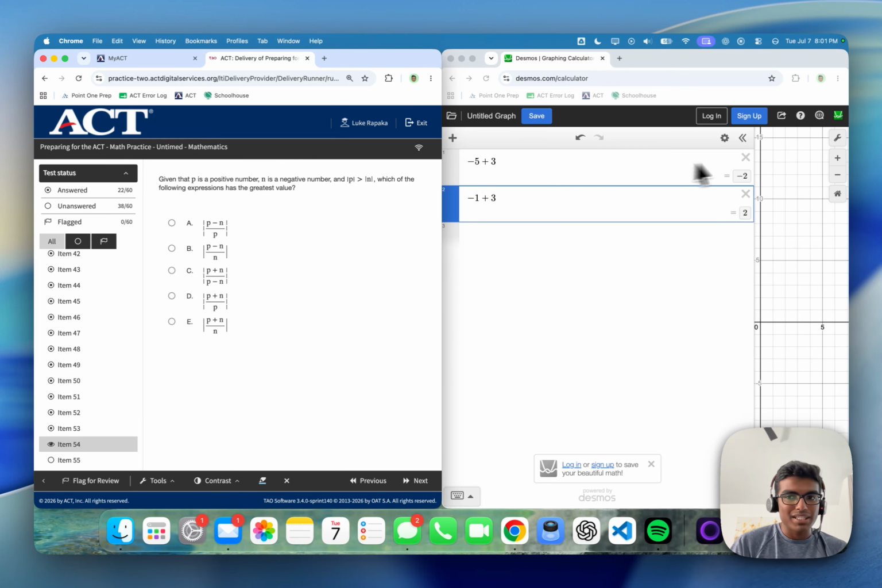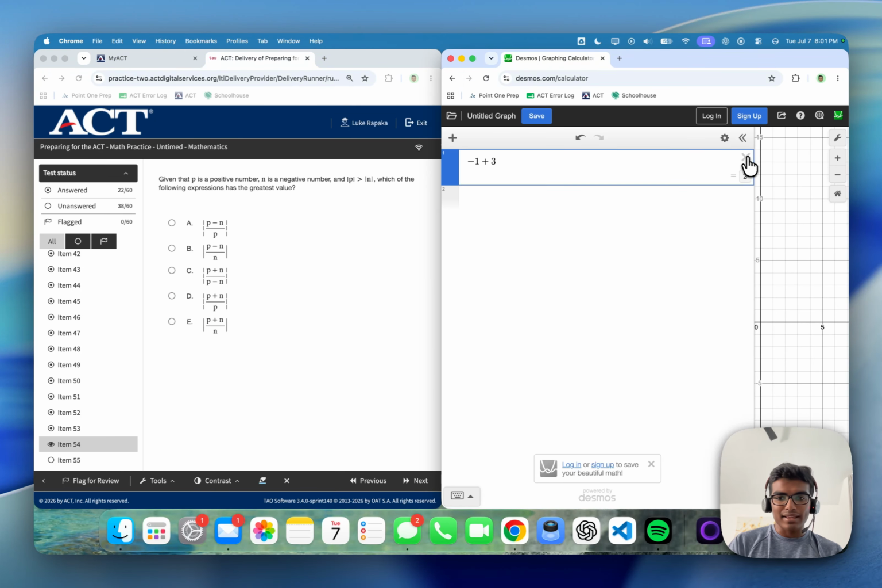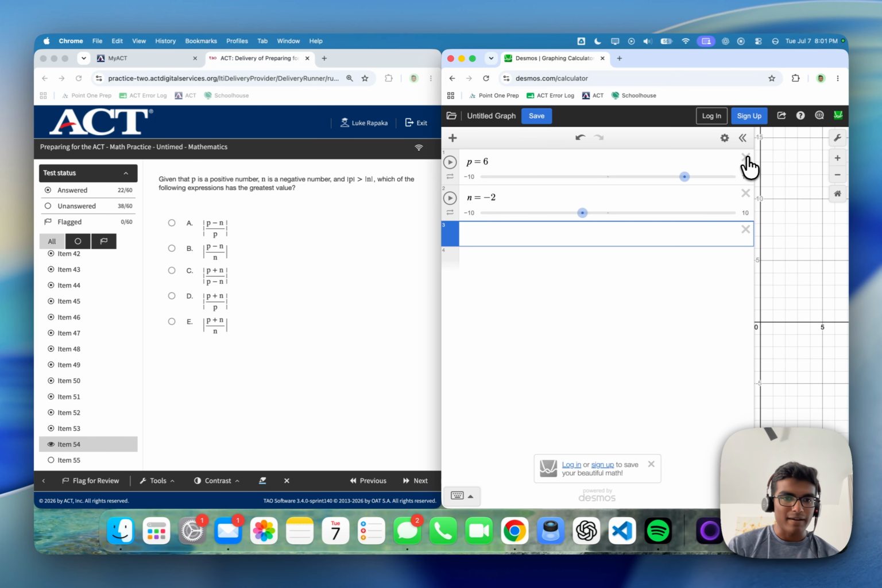Okay, given that p is a positive number, n is a negative number, p is greater than n, which has the greatest value? Okay, so I'm just gonna play this out real quick. n is a negative number, so let's do negative 2. I want my numerator to be as big as possible, right? So what if I did 6 minus negative 2? That gives me 8, so that's the biggest I can get it.